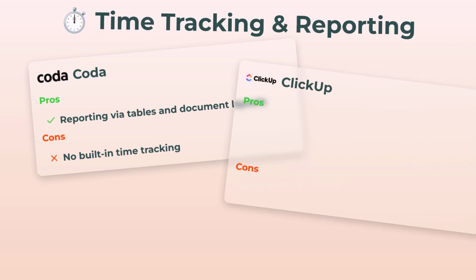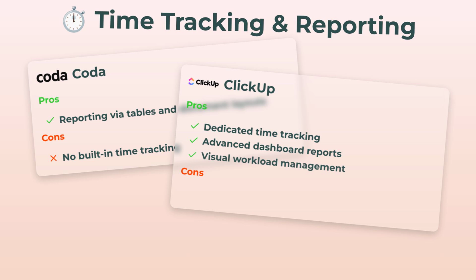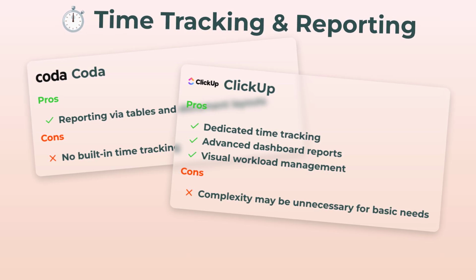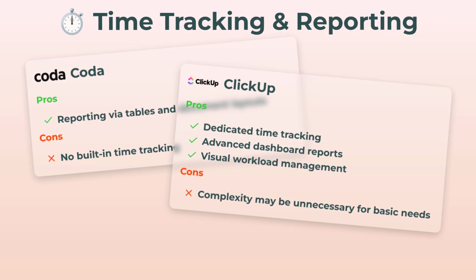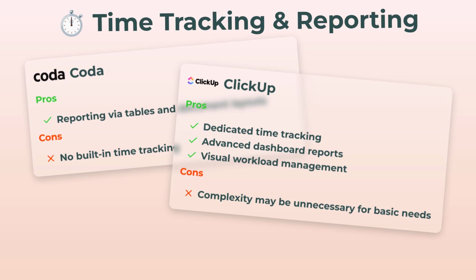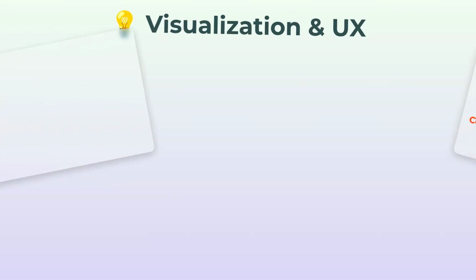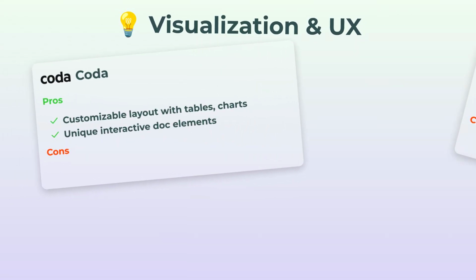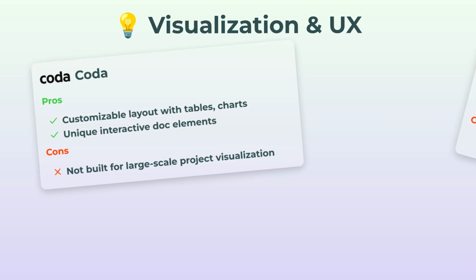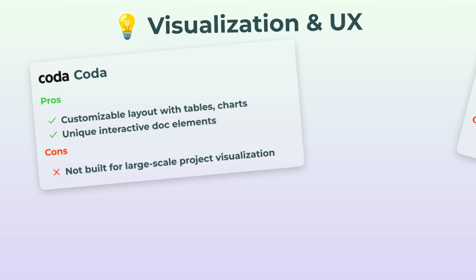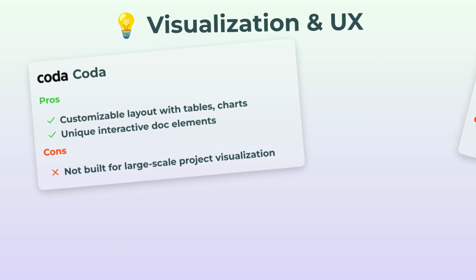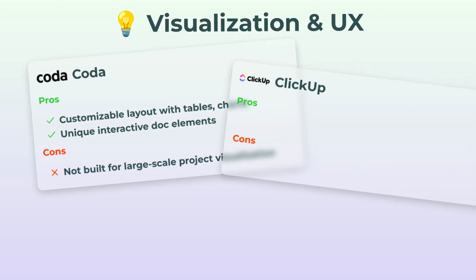Now, ClickUp is fully loaded. Time tracking, dashboard reports, visual workload views, the works. Sure, it might seem like overkill if you just want to tick off a to-do, but for anyone tracking real projects, accuracy matters. So yeah, ClickUp wins. Easy. Visualization and UX. With Coda, you get super customizable layouts, charts, interactive doc elements. Feels unique and honestly kind of fun to play with. Only thing, for big projects, it's not the best at those visual overviews.